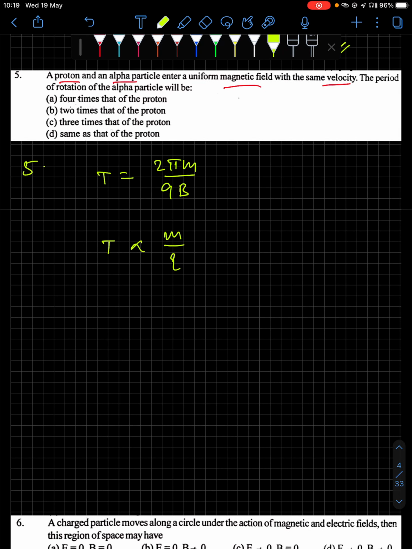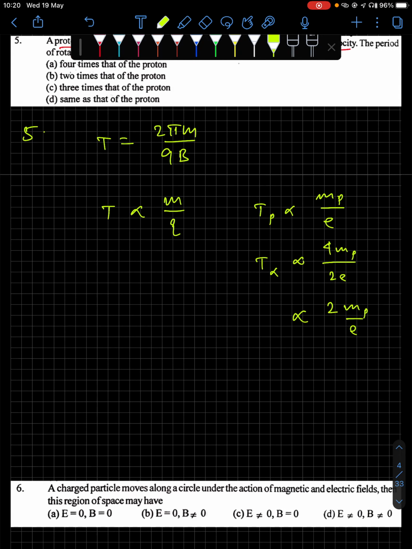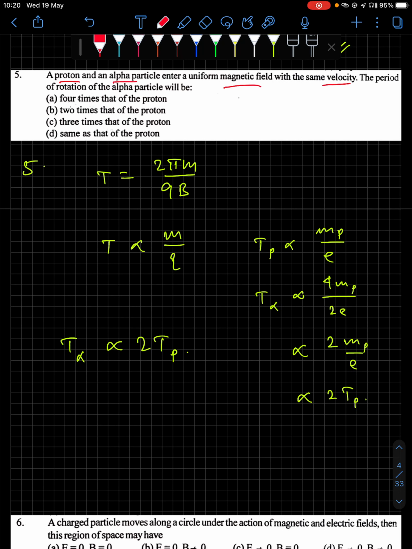Now for proton, T is proportional to mass of proton divided by charge of proton, which is e. For alpha particle, the mass of alpha particle is 4 times mp and charge is twice e. So this gives you 2 mp by e. Now mp by e is Tp, right? So this is 2 times Tp. So for alpha particle, the time period is double that of proton. So it is 2 times that of proton, option number B.